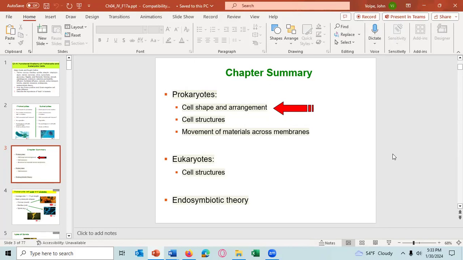In eukaryotes, we probably will not talk about any of the material in this PowerPoint, because you should have had eukaryotes in your preliminary biology class, your prerequisite for microbiology. So I will not talk about it, except for the endosymbiotic theory. It's a theory to explain how eukaryotes obtain their mitochondria and their chloroplasts.